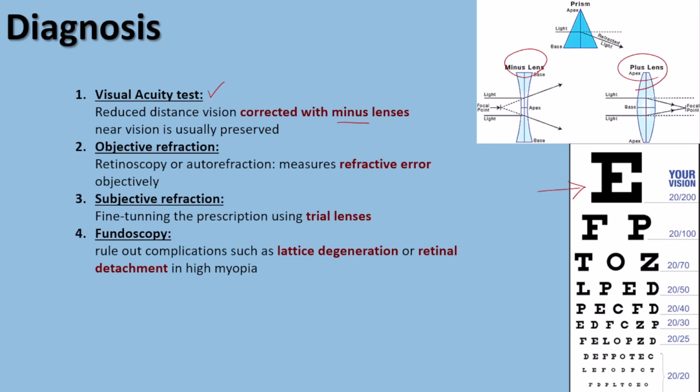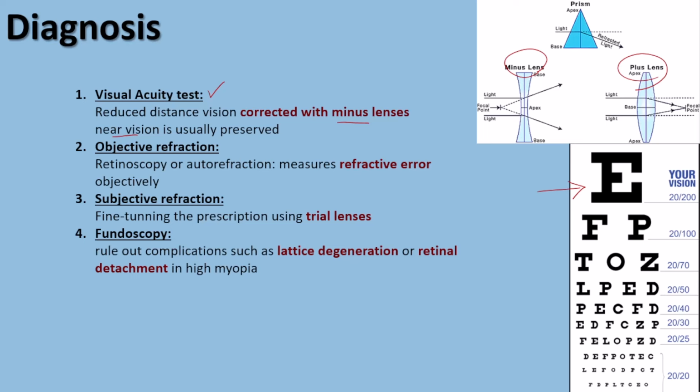So minus lenses basically decrease the refractive power of the eye and cause the light rays to be focused on the retina instead of in front of the retina. And note that in the case of a visual acuity test, usually near vision is preserved and does not have any problem. Also, we should test for refractive problems.